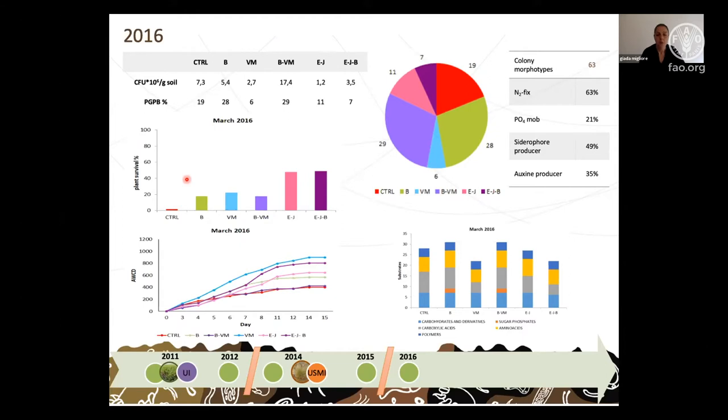In the plots inoculated by bacteria, the spectrum of metabolized carbonaceous substrates was broader. Bioaugmentation enriched the metabolic capacity and introduced new metabolic functions, such as the digestion of sugar phosphates.